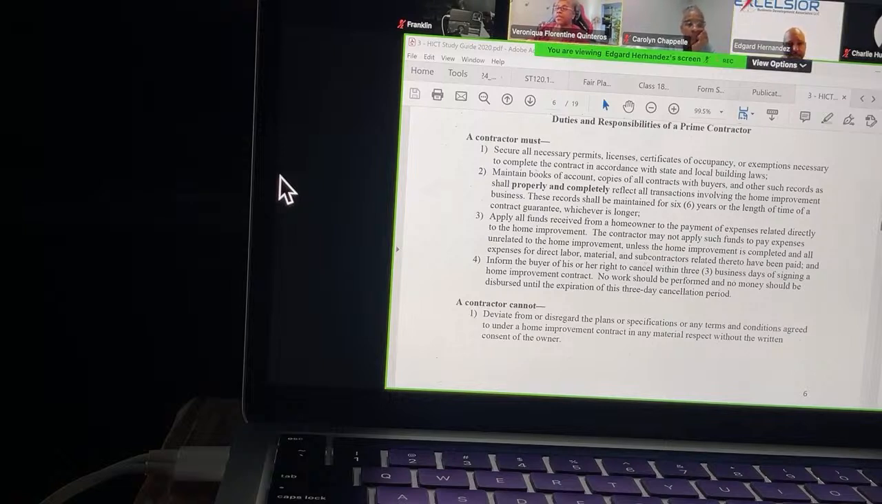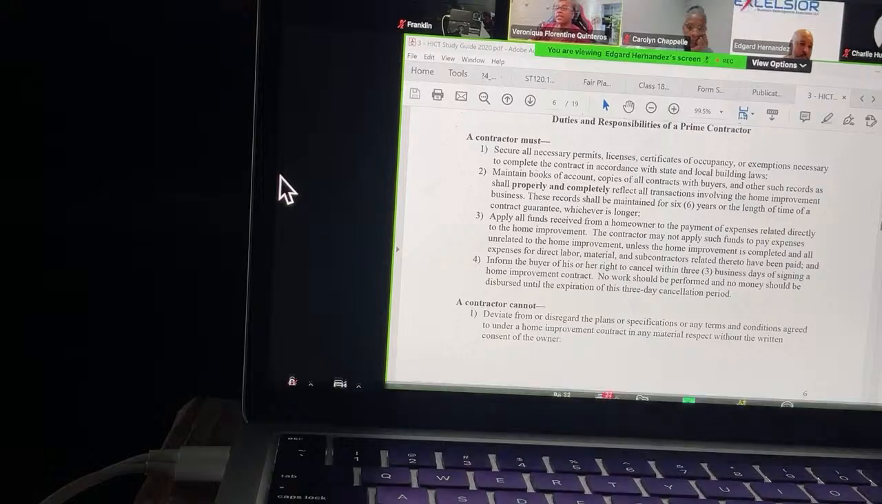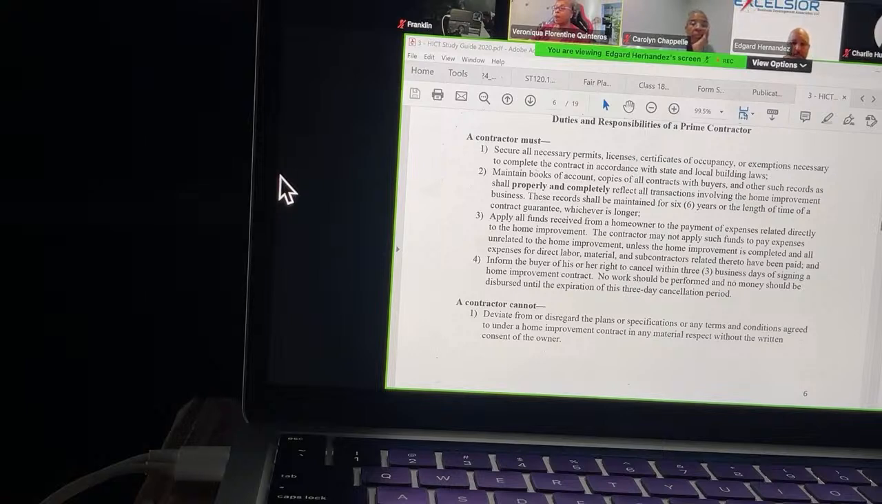Duties and responsibilities of a prime contractor. A contractor must, 1, secure all necessary permits, licenses, certificates of occupancy, or exemptions necessary to complete the contract in accordance with state and local building laws. 2, maintain books of accounts, copies of all contracts with buyers, and other such records as shall properly and completely reflect all transactions involving the home improvement business.